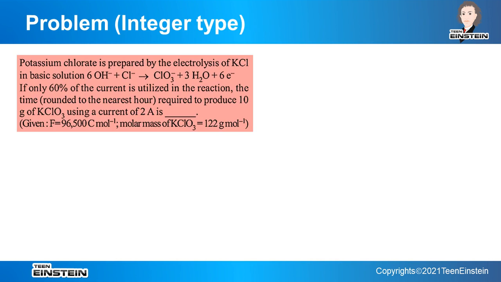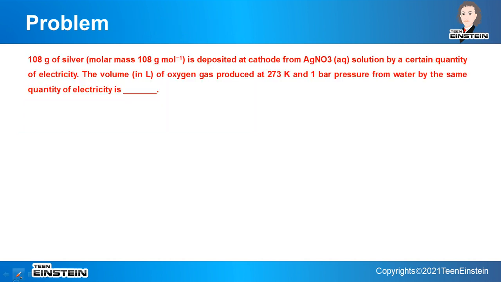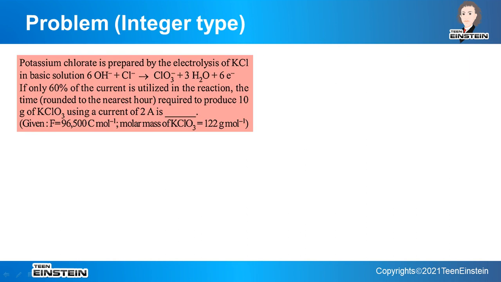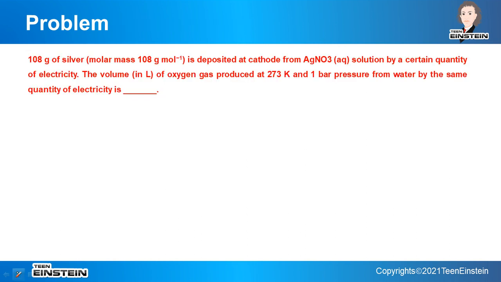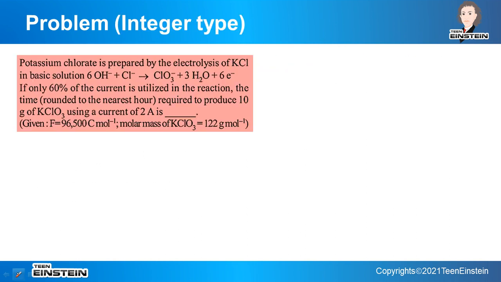Now this chapter is complete. We will discuss some problems. Corrosion is also there, but corrosion I have already discussed when we discussed application of electrochemical series. Corrosion is already discussed. So here the problem is potassium chlorate. Potassium chlorate means KClO3.